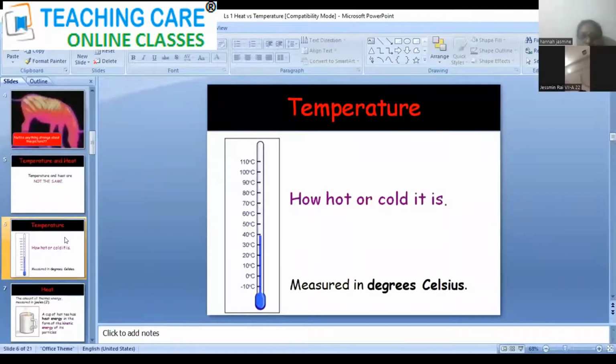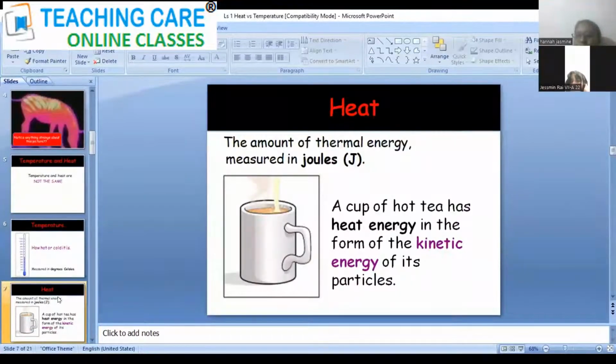Okay, so I was telling you that heat and temperature are not the same, isn't it? Yes, ma'am. So we'll see how it is different. Temperature is always the measure of hot and cold. It is measured in degrees Celsius, right? Okay, ma'am. You know it already. So heat energy means the amount of thermal energy.